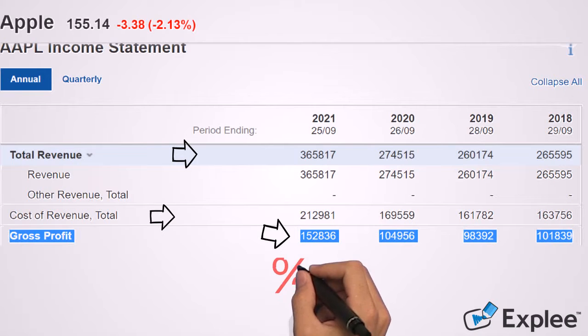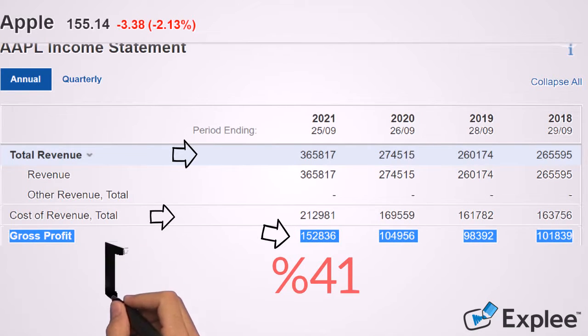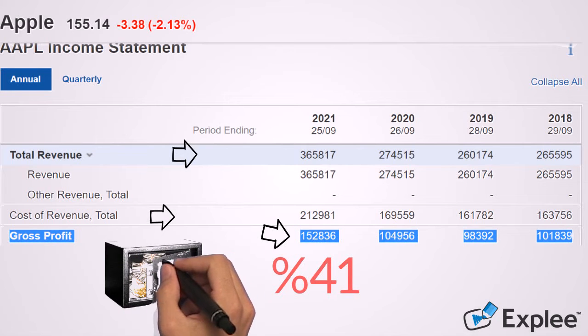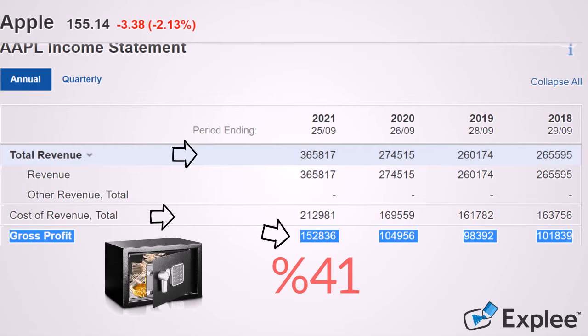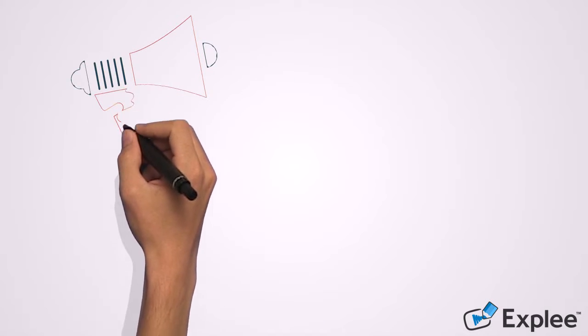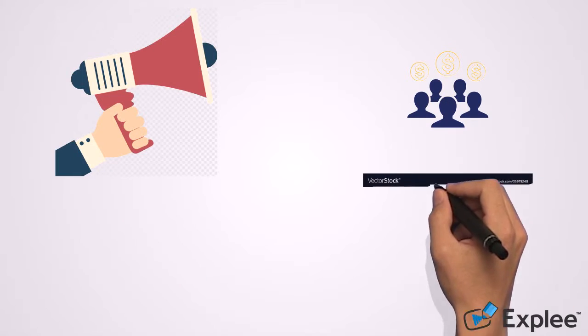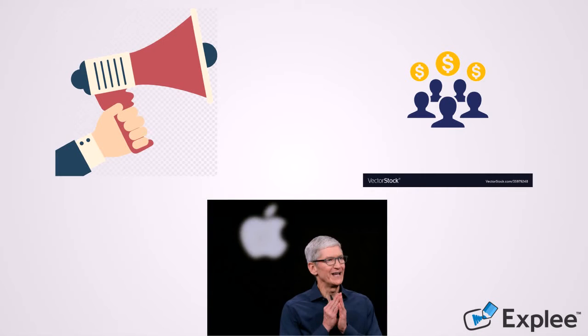In the case of Apple, the gross profit in 2021 is 41%, looks pretty high, right? No, wrong, dear viewer, because the gross profit does not go directly to the company's treasury, but there are still other costs, and the first of them is the total operating expenses, which include general and administrative selling expenses, research and development costs, and general selling and administration expenses are what the company spends on advertising and the salaries of administrators and even CEOs of the company such as Tim Cook himself and so on.